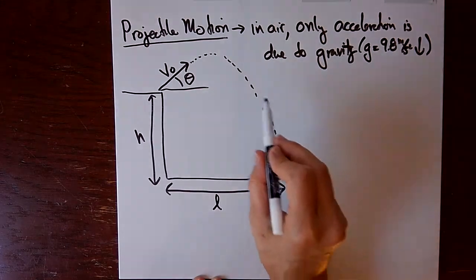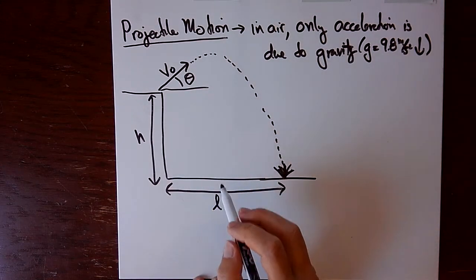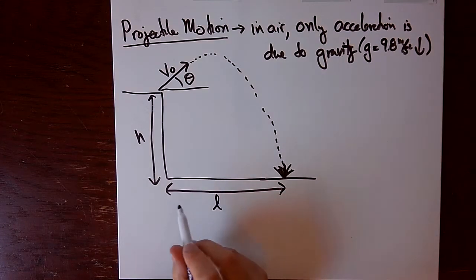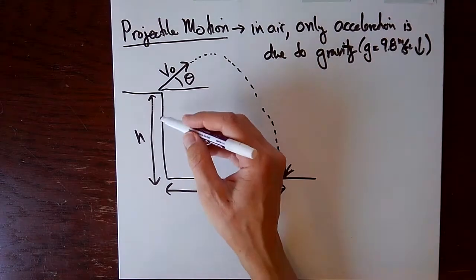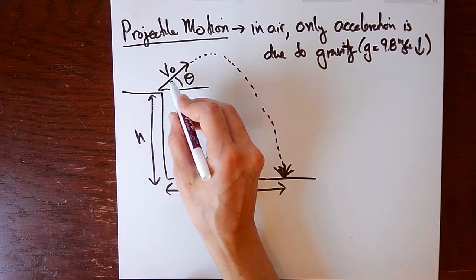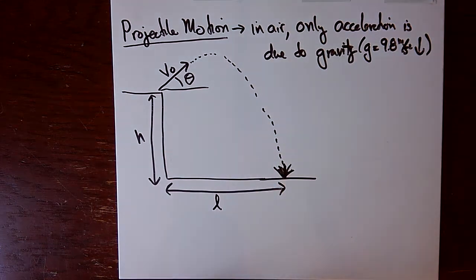So we've got this set up. In order to say what we need to say about it, we're going to have to put some axes on. So looking at this, I can see I've got horizontal information here, how far away I've landed, and vertical information here.